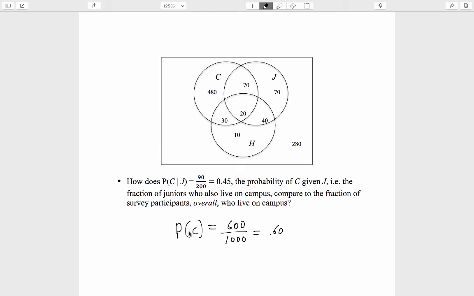The ordinary kind of event has a probability that is out of 1,000 because that probability is in relation to the entire sample space. Whereas this new kind of probability is only out of 200 because there were 200 people in the J circle. So it's only out of 200 because it is not in relation to the entire sample space. That's going to be a recurring theme for the next little while.